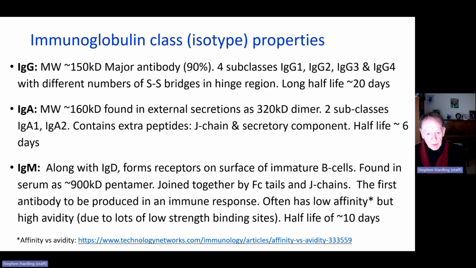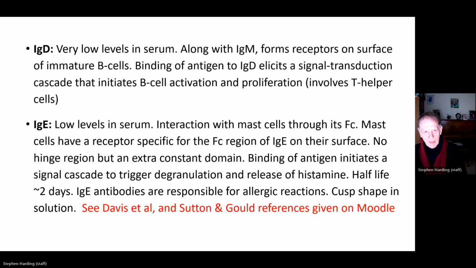This is the first antibody to be produced in an immune response, and often has a low affinity but high avidity due to lots of low-strength binding sites. And IgM has an average half-life of about 10 days. And here's a reference explaining the difference between affinity and avidity of antibody molecules.